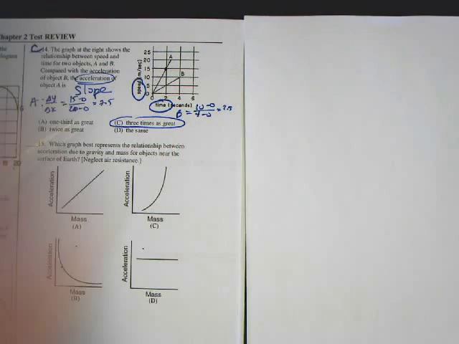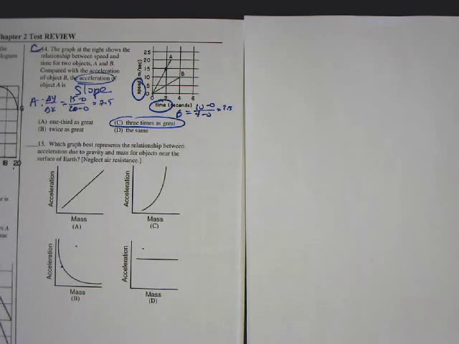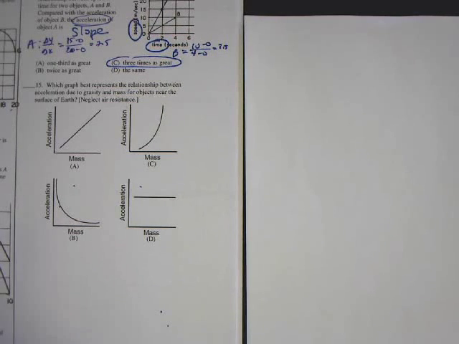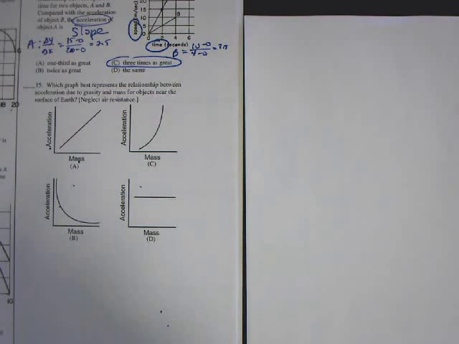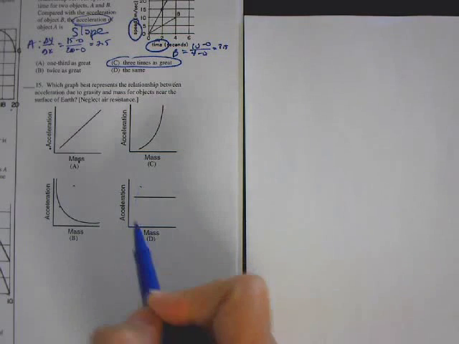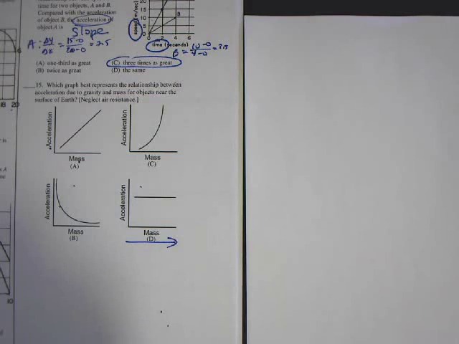Last question. Which graph best represents the relationship between the acceleration due to gravity and the mass for an object near the Earth? So this is an acceleration versus mass graph. So again, regardless of the mass, as the mass increases, is the acceleration going to change? No, it's the same. So this would be constant. So that's why this is the answer. Remember, regardless of the mass, the acceleration is going to be the same when we drop something. And that's it.